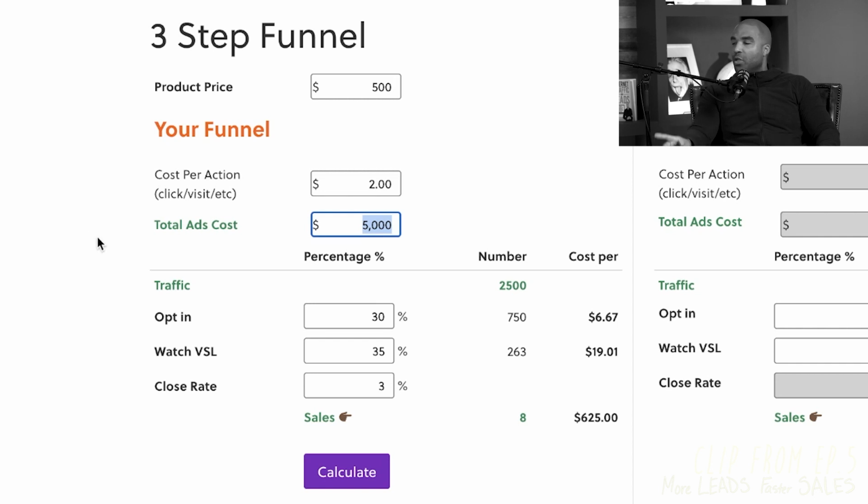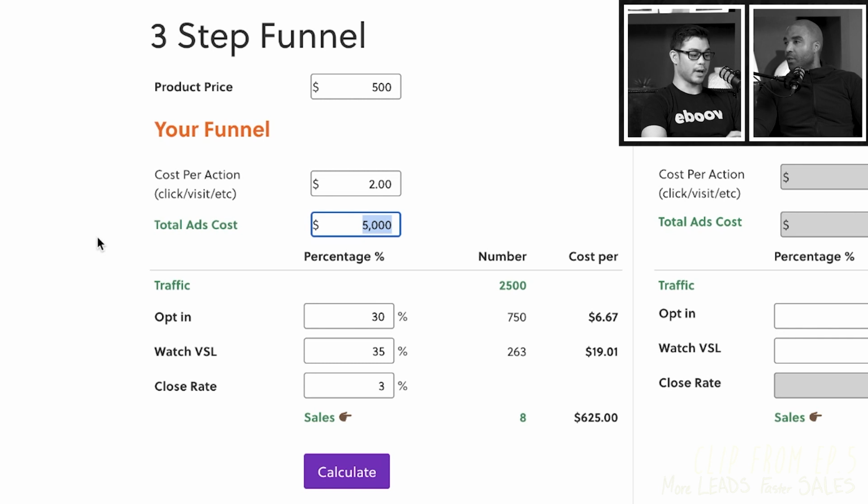So what we're going to do is, let's say you're spending $100 a day. Times 30 is $3,000 a month. So go ahead and put $3,000 for total ad spend.